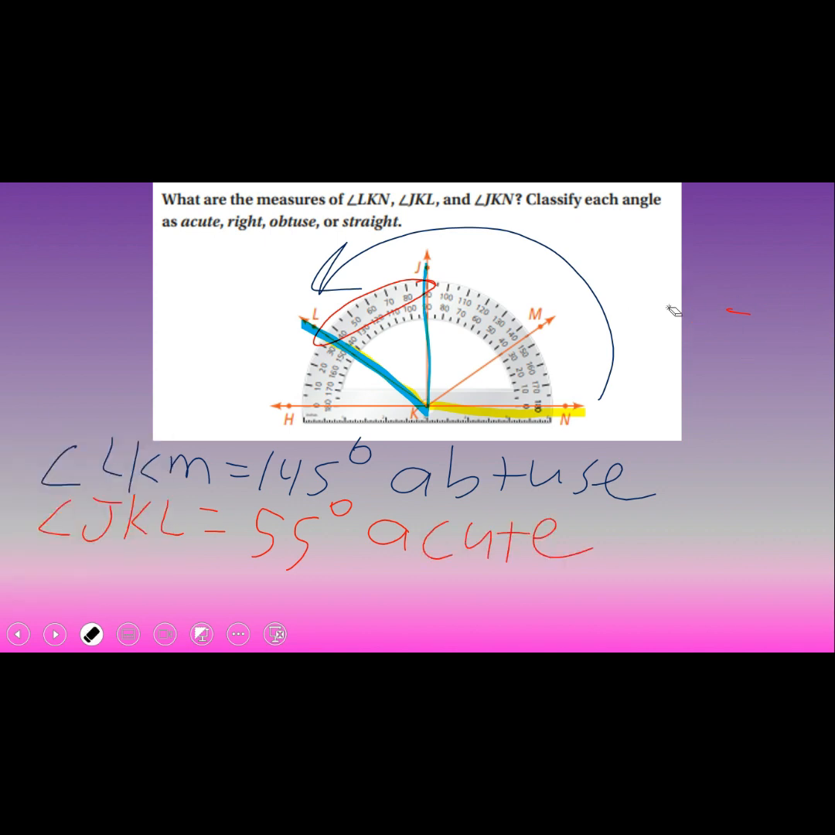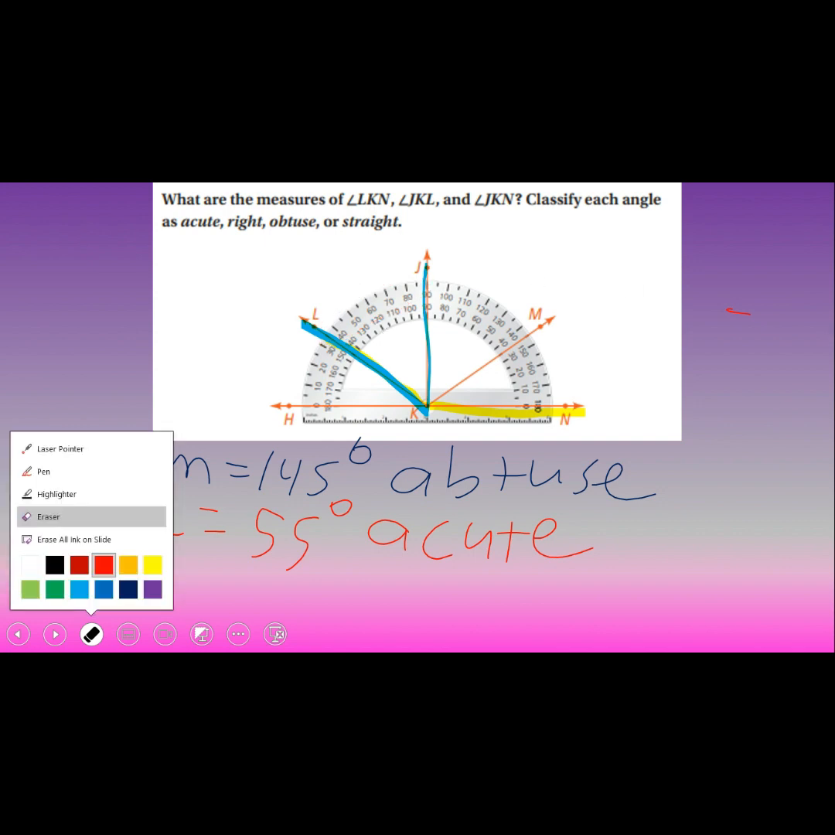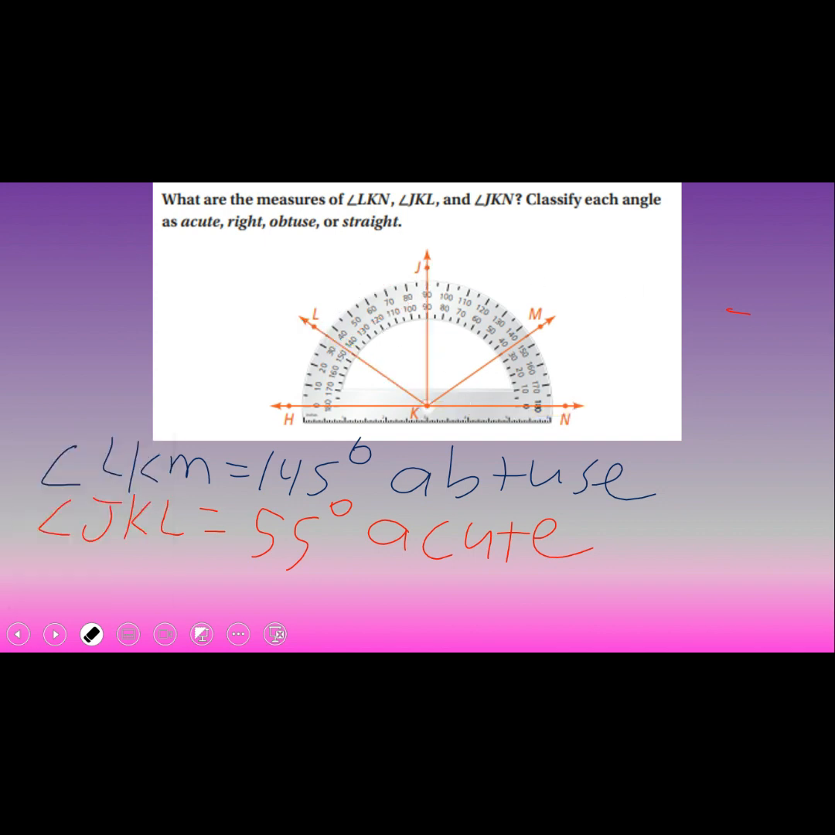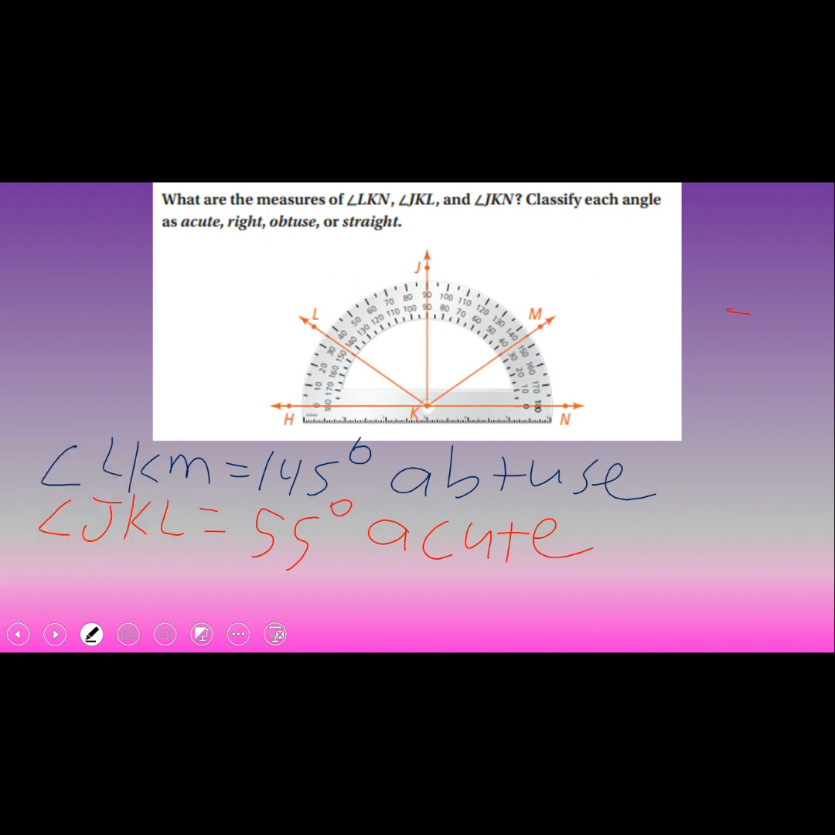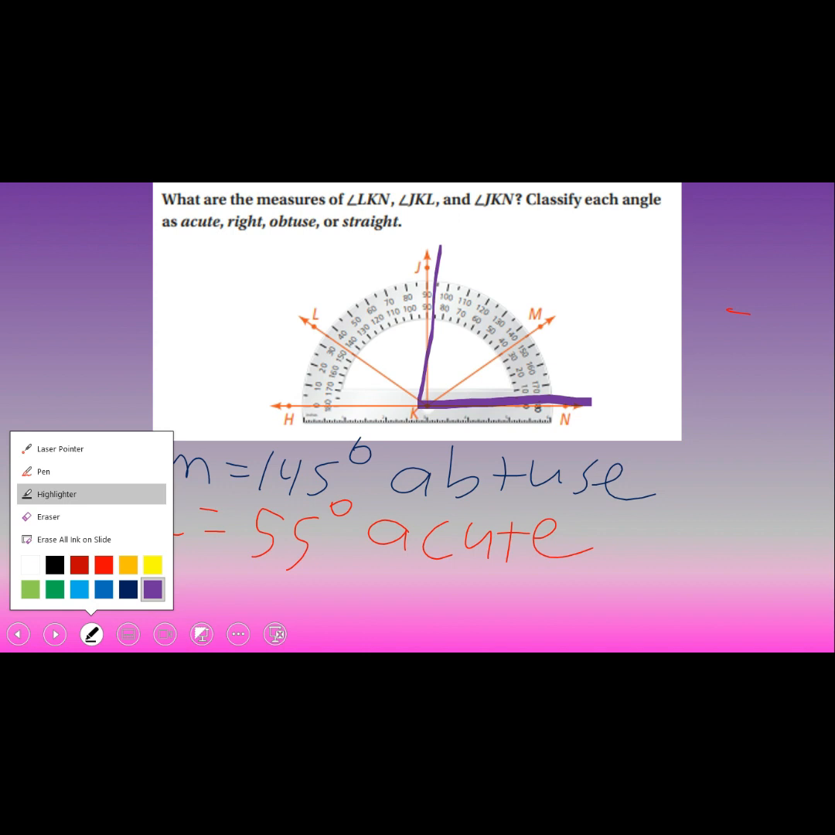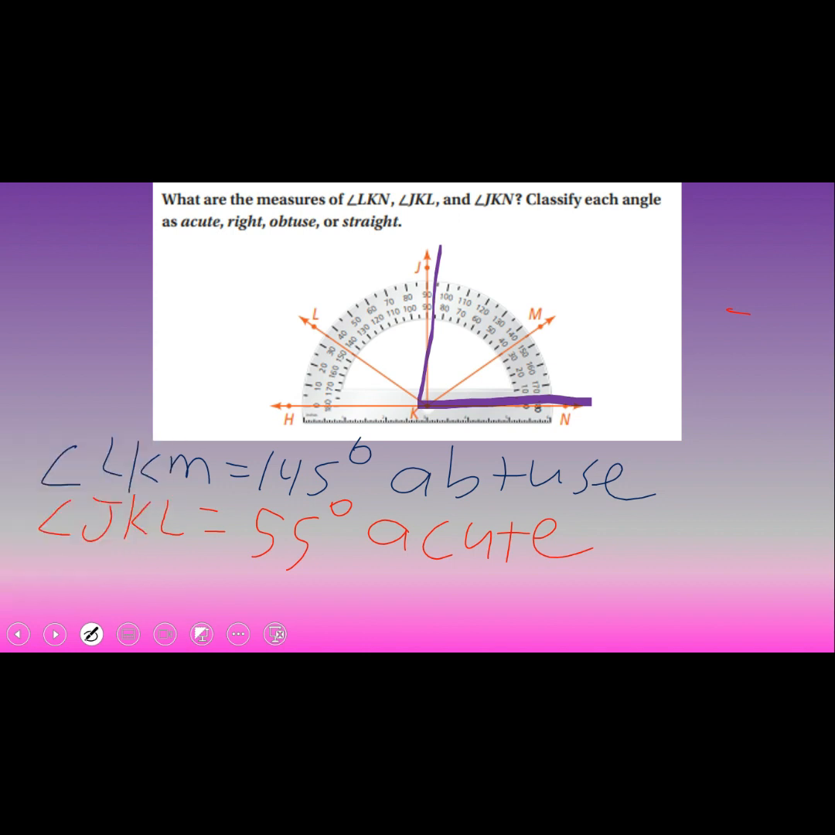All right. Next one. It says JKN, so JKN, highlighted in purple. So it starts at 90 and it ends at 0. So it is a 90 degree. It is a right triangle. Or not a right triangle, a right angle.